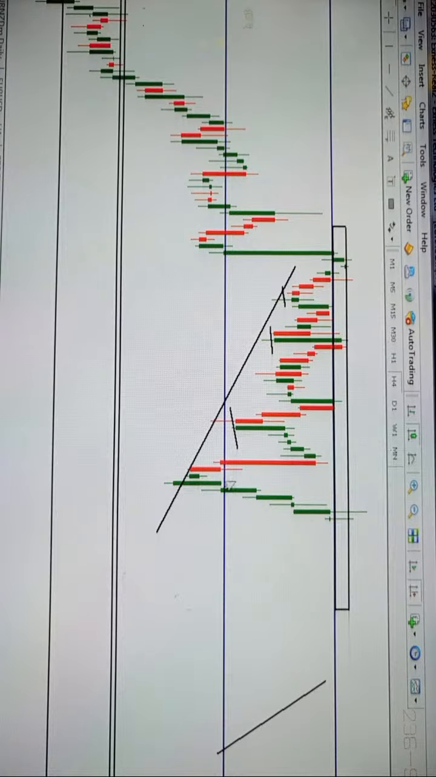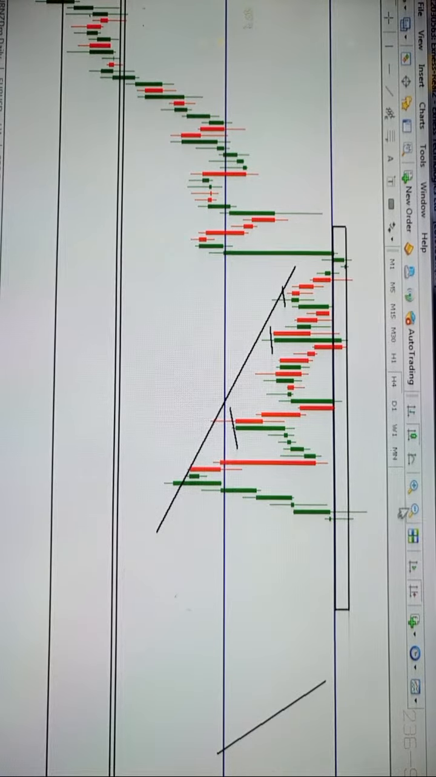You get that? So what do I expect? I expect price to break above this, and when you see price breaking above this, just go long and keep buying and keep holding. So that is what I'm thinking about Euro AUD.